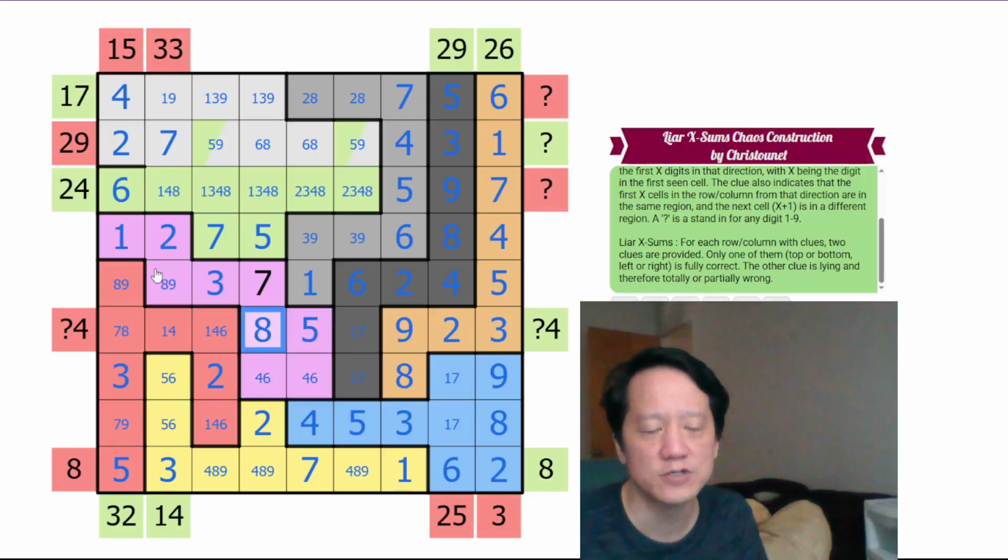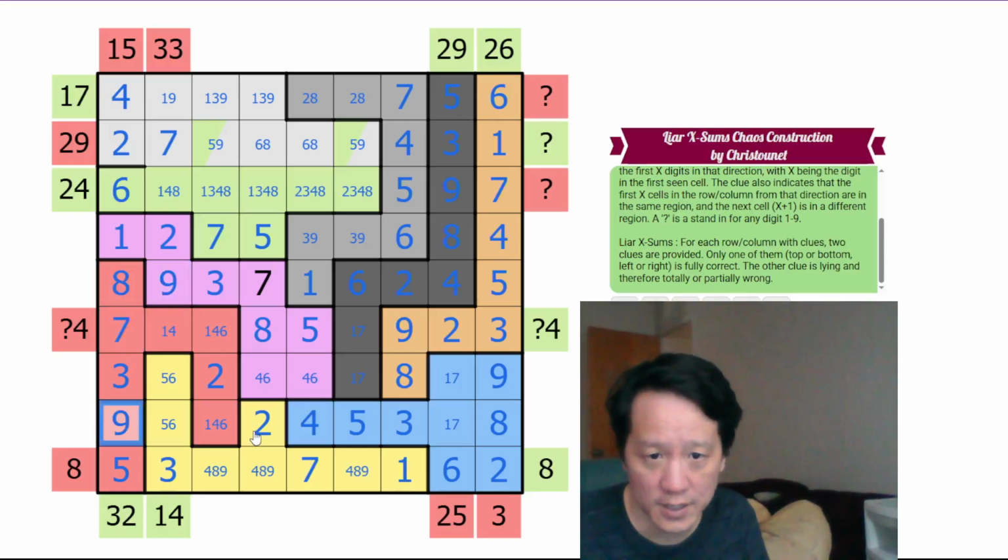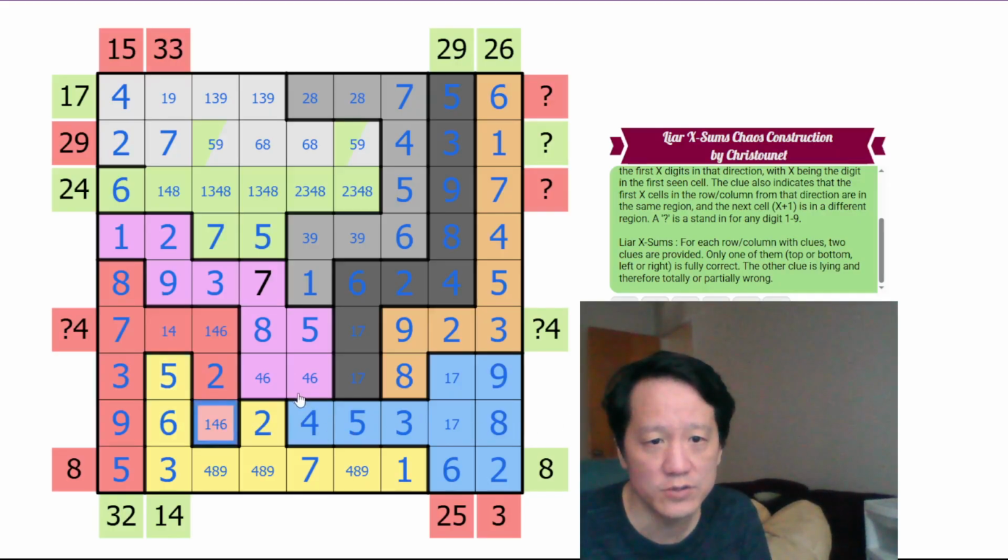So this can't be 4, 6, it's 8, which makes this 9, which makes that 8, which makes that 7, which makes that 9. 5 eliminates 5 here, so 6 and 5. 6 eliminates 6 here. This can't be 4 either, so it's 1, which makes that 4, which makes that 6. 1 eliminates 1 here, so it's 7 and 1.